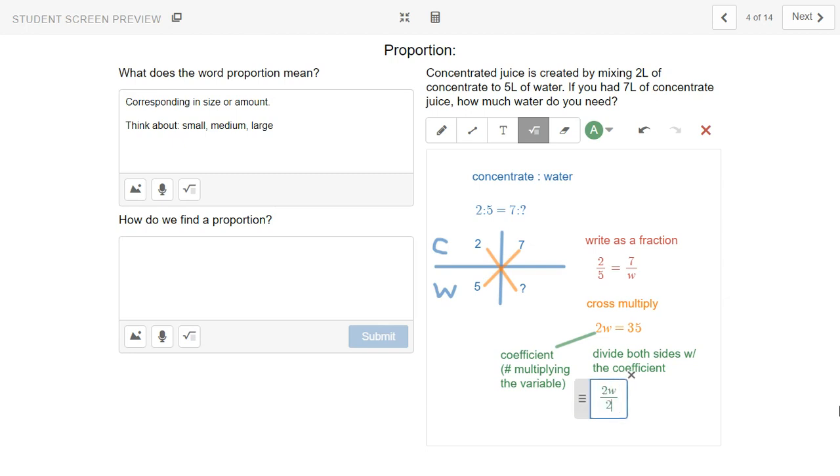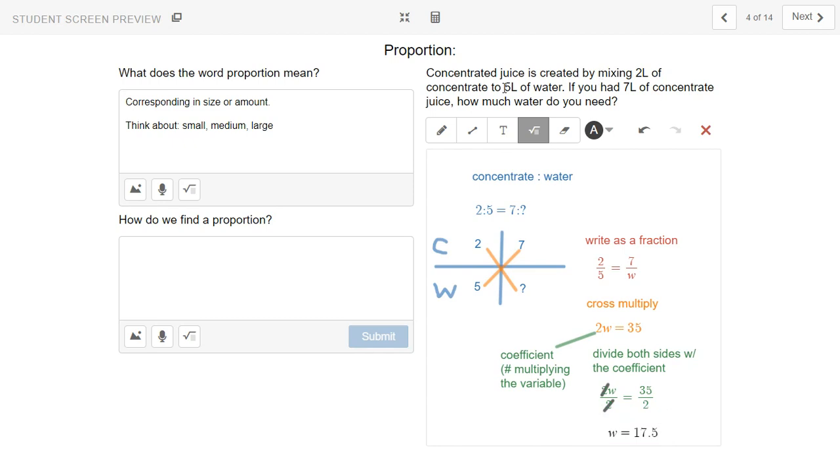So now we have 2W divided by W is equal to 35 divided by 2. Now notice that I didn't write the W, I just wrote the coefficient. So we're just dividing by the number. Now if I have 2 divided by 2, these divide out, and all I have left is 35 over 2. Throw that into a calculator, and we have 17.5.